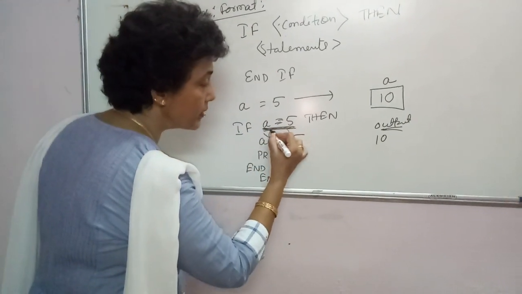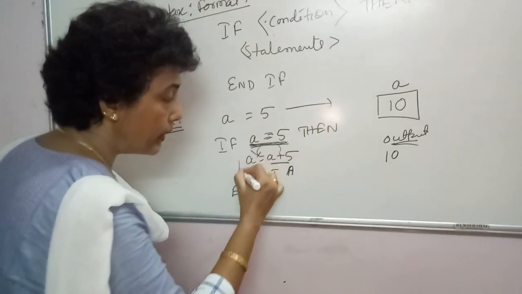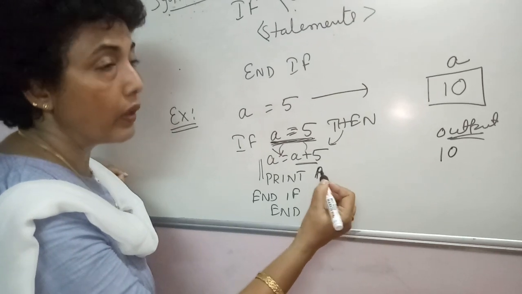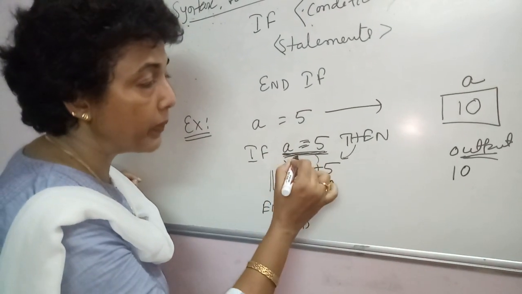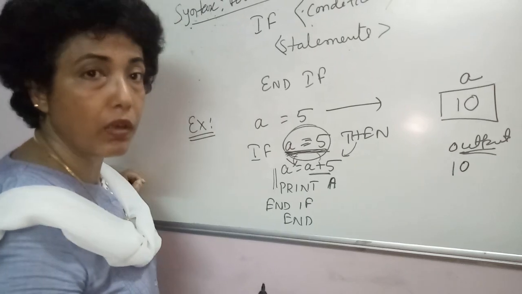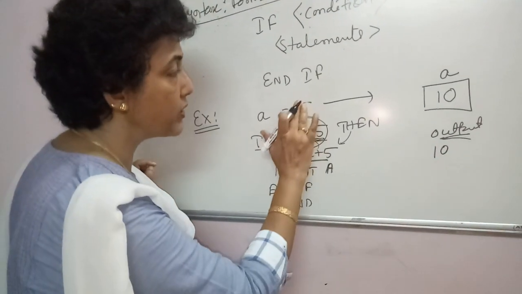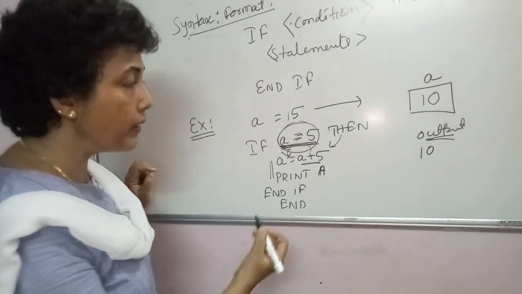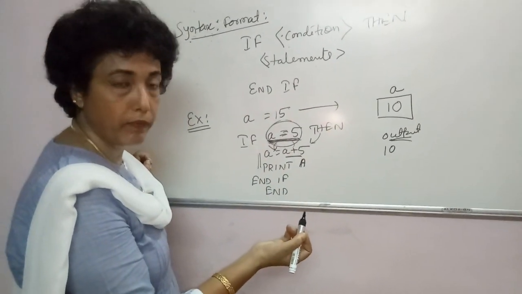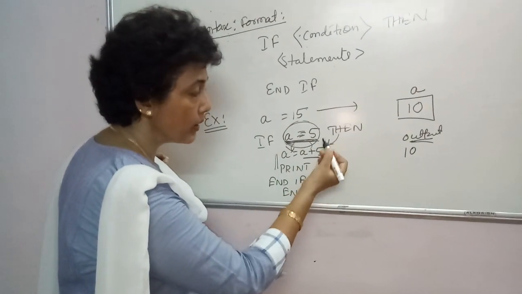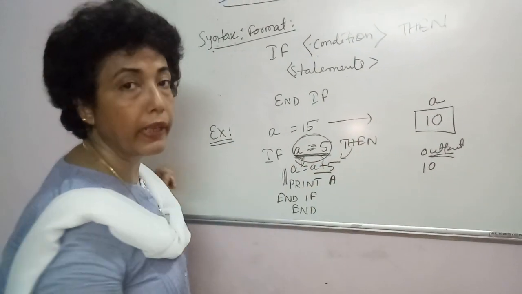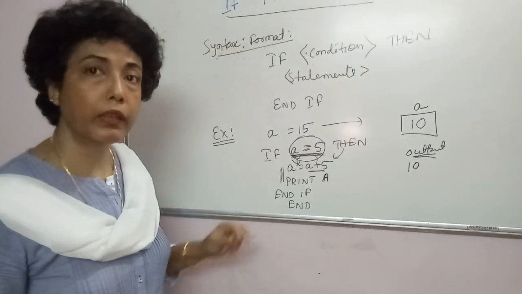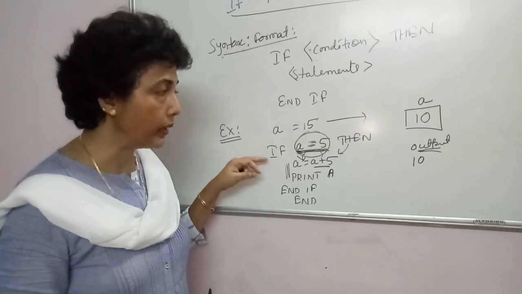Now because this condition is true, that is why these two statements that are present after the then are getting executed. Now it does not provide what will happen if this a is not matching with 5. For example, if I change this to 15, then it does not say what will happen, because this will not match, and then these two will not get executed, because these two are present under the if part of the condition.